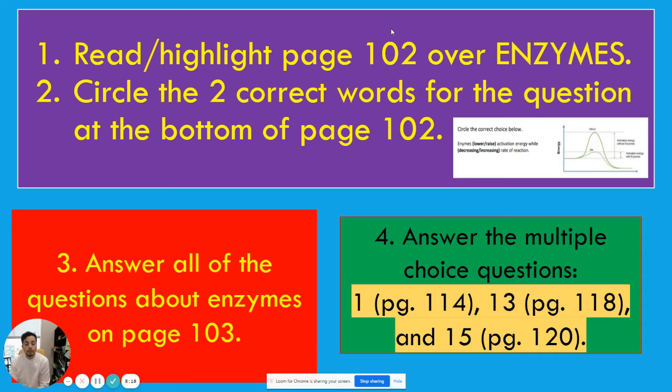On page 102, circle the 2 correct words for the question at the bottom, okay? It looks a little bit like that. So circle those 2, what you think it is. Then after that, answer all the questions about enzymes on 103. And then you have the multiple choice questions, number 1, number 13, and number 15, those 3.